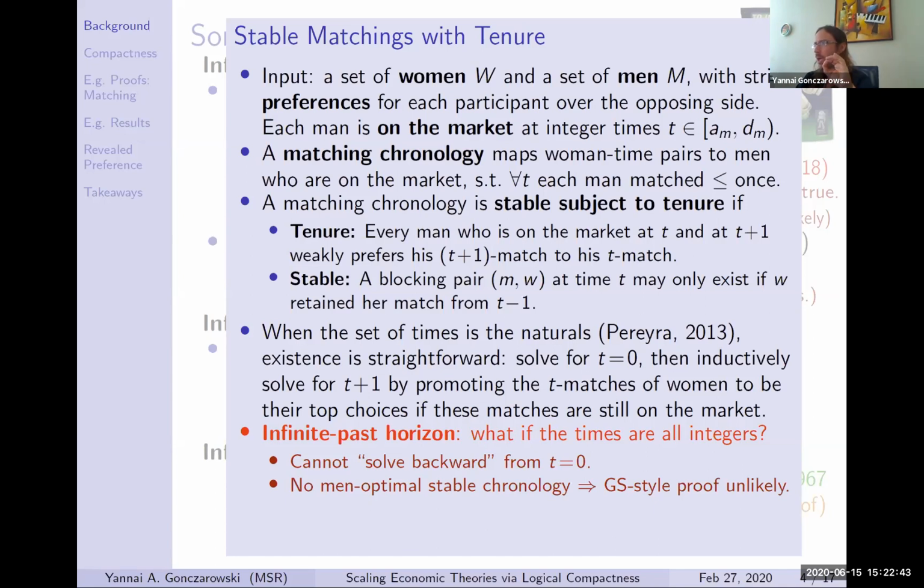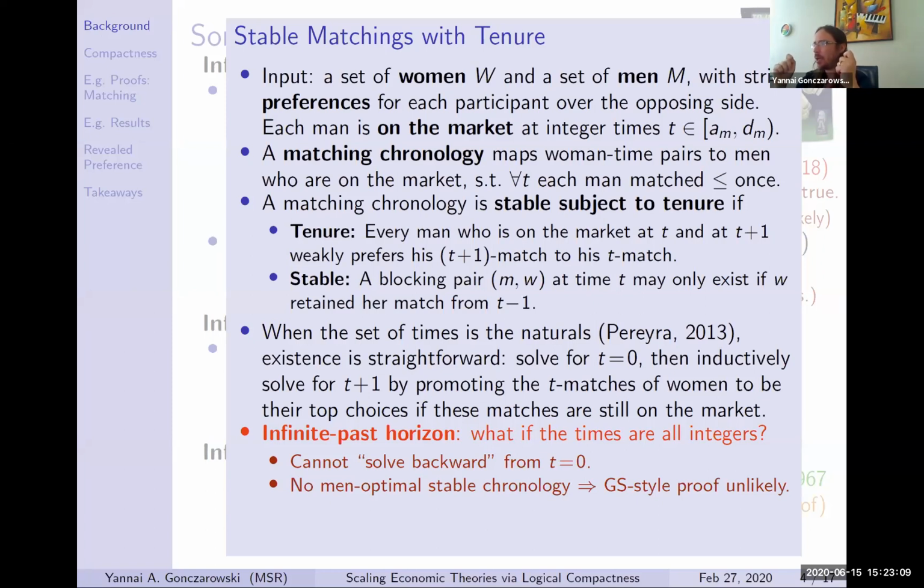You cannot just pick a time, say, let's fix something here, or run deferred acceptance here, and start solving backward, because you may get stuck. So how do you do this? How do you do induction when you have no induction base? And I should also point out that I can give you an example where there's no single optimal stable matching chronology. There could be two matching chronologies, and they would be incomparable.